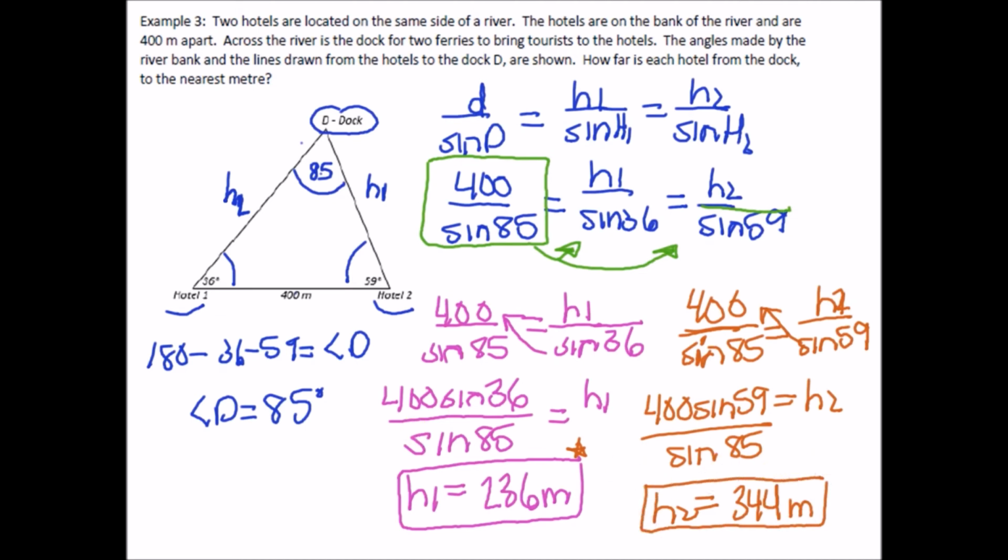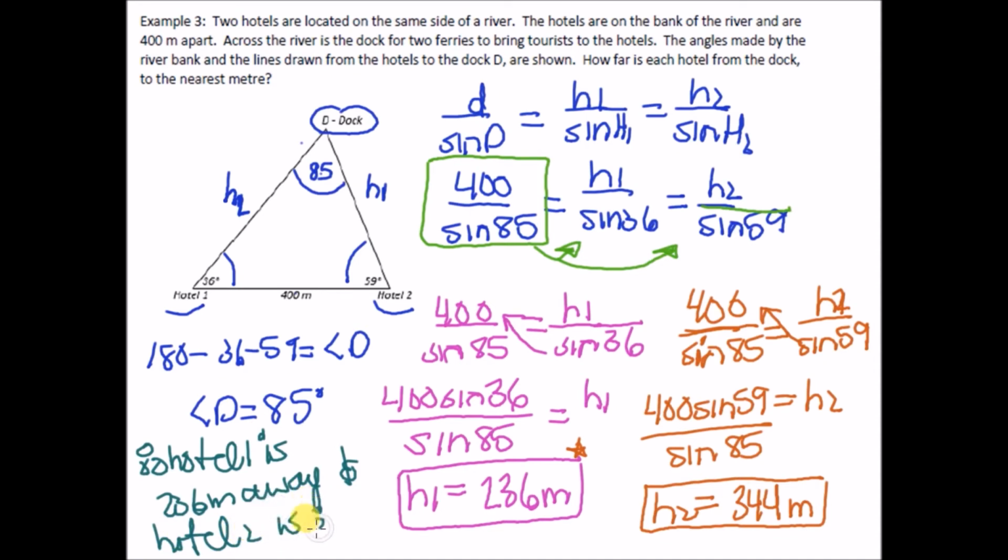And all we have to do is write a therefore statement. So we can write, therefore, Hotel 1 is 236 meters away, and Hotel 2 is 344 meters away from the dock.